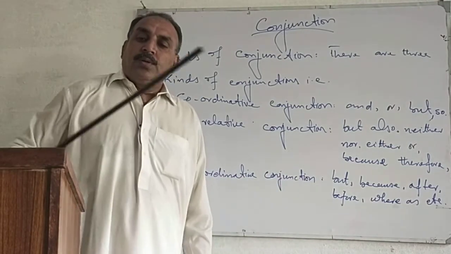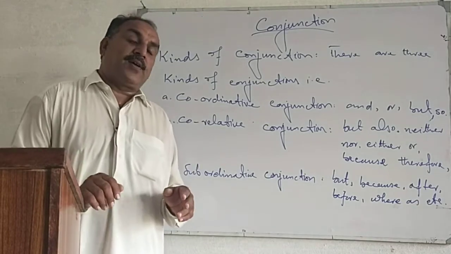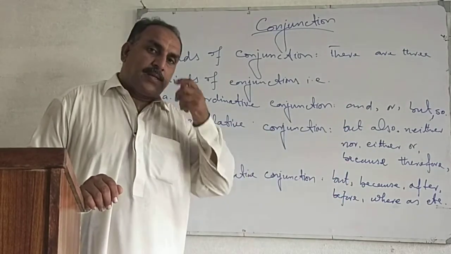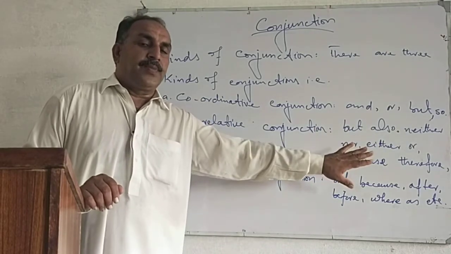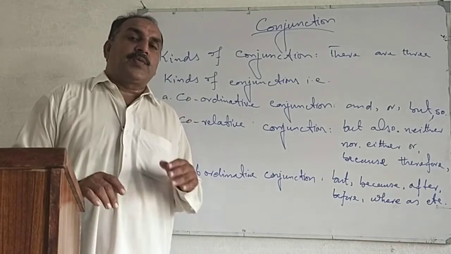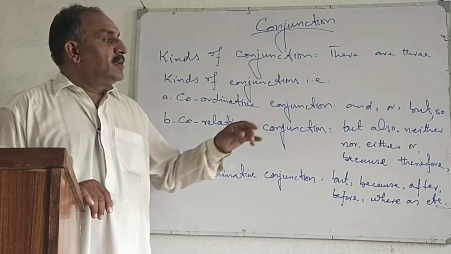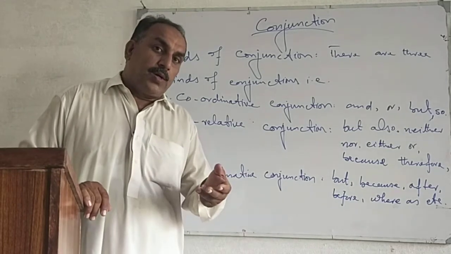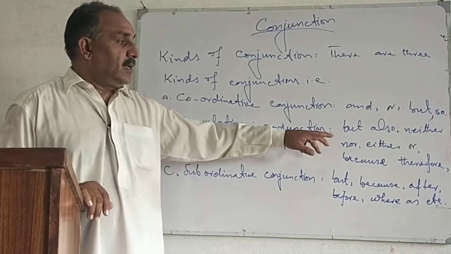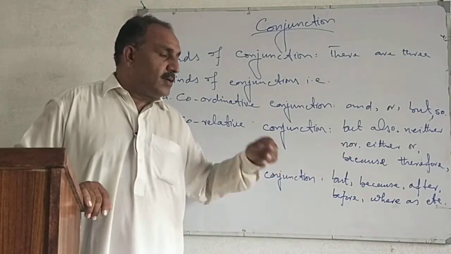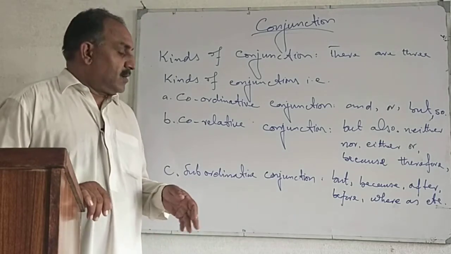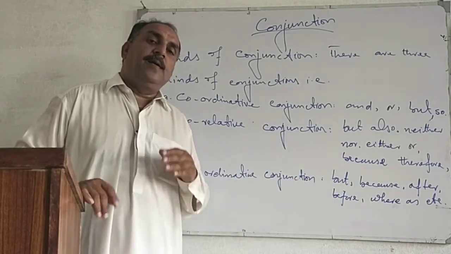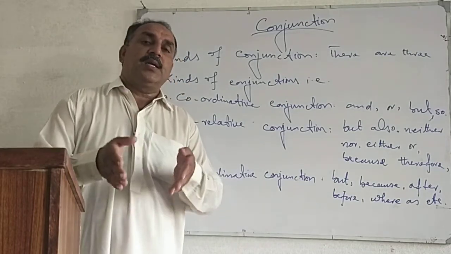Whereas. So, dear students, we have these three categories of conjunctions: coordinative conjunction, correlative conjunction, and subordinative conjunction. And I gave the examples. But these conjunctions overlap. At one place they will function as coordinate, just like but and or. At another place they will function as correlative, such as but also, either or, neither nor. And they may also function as subordinator, as we have discussed here, because it depends upon the nature of the function and the nature of the clause.